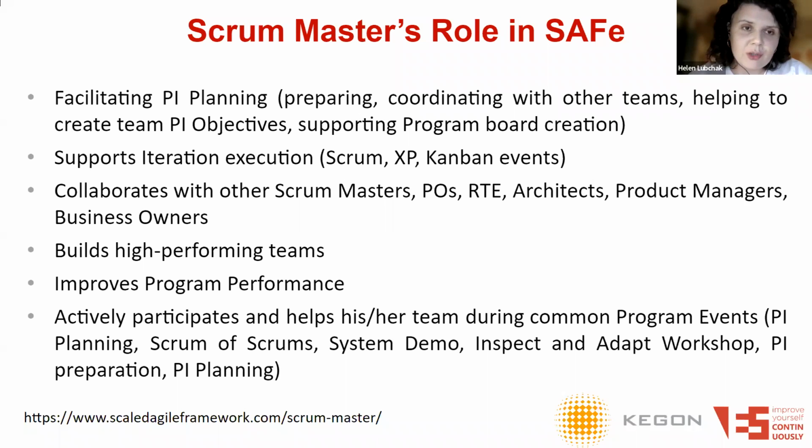Then, of course, collaboration with other roles. We have more stakeholders. We have additional roles such as Scrum Masters of other teams, product owners from other teams. We have the RTE, the Chief Scrum Master. We will discuss this role a little bit later. We have architects, system architects, or maybe you are working in full SAFe configuration, then you also have an enterprise architect and other architects in place. We have product managers, a variety of different business owners. So the collaboration with those roles must also be done by the Scrum Master.